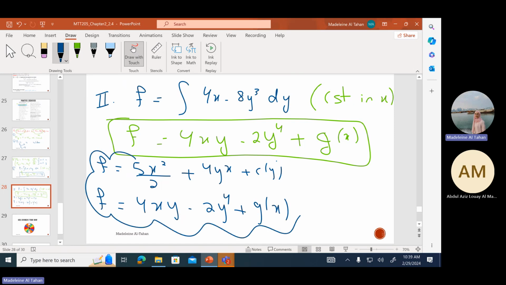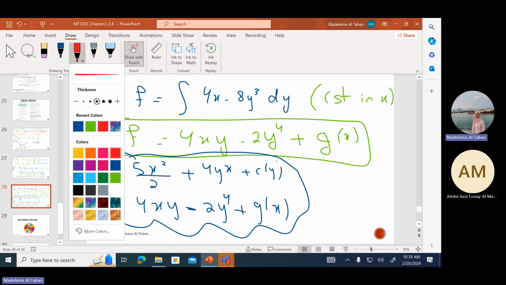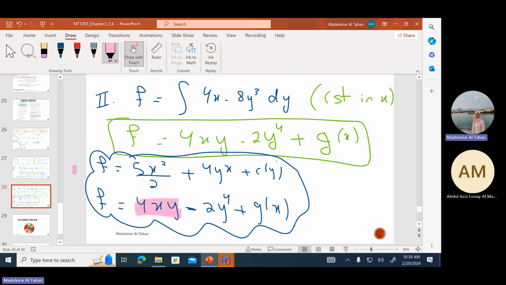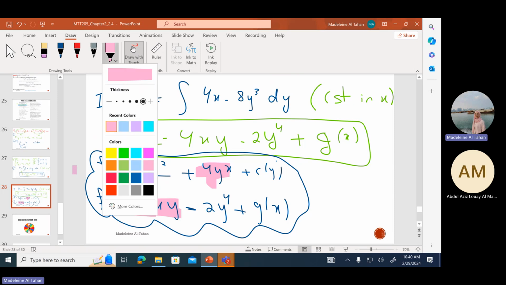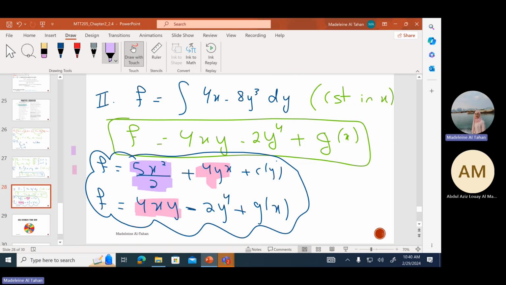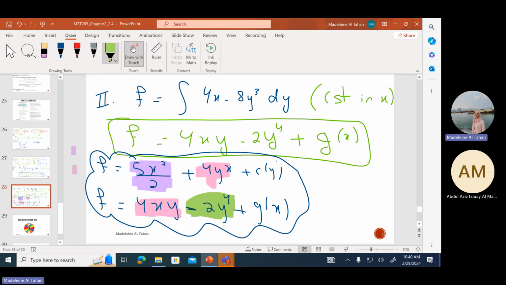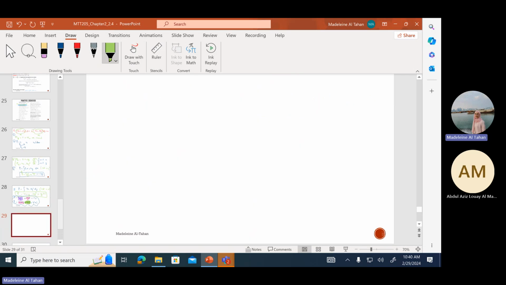But at the very end, what do we need to do? How many x should we return? One. What's the common here? The common is 4xy, so right in front of you, 4xy. What are the non-common? 5x squared over 2, and what else? The common we write how many times? One. So what will be our f now?